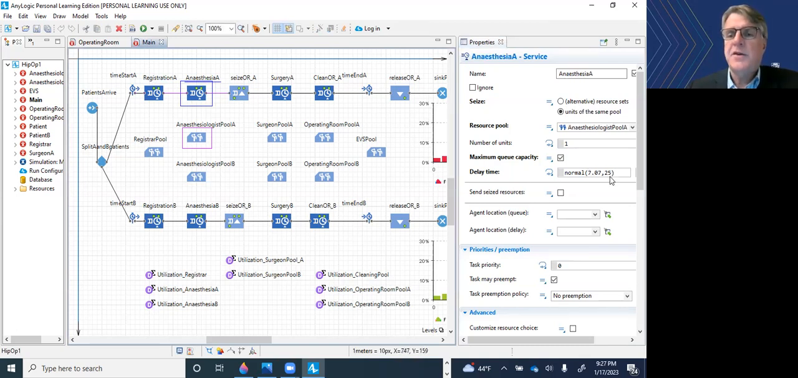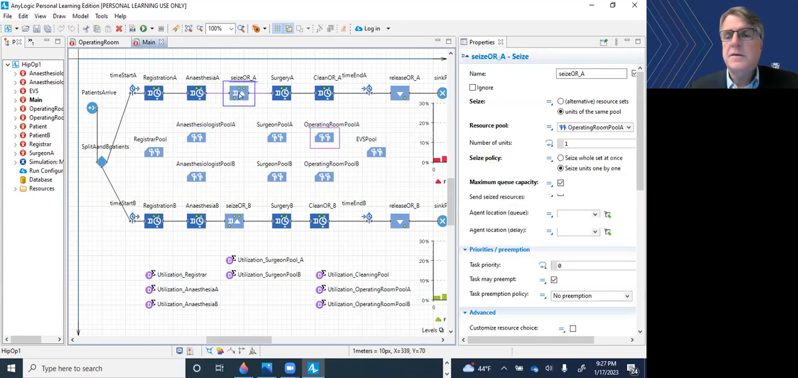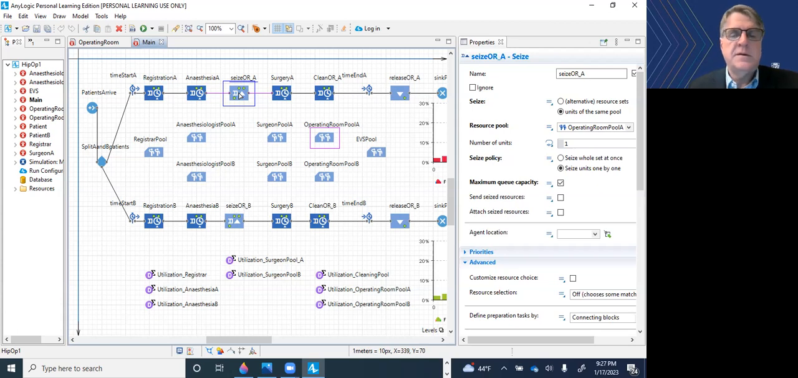Anesthesia takes a mean of 25 minutes with a standard deviation of 7.07 minutes. The OR doesn't take any time to grab. Once it's available, it's just grabbed.